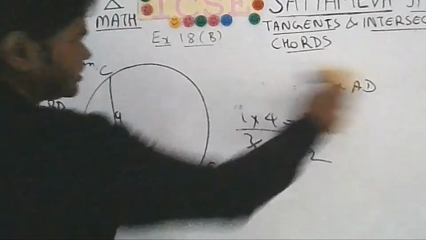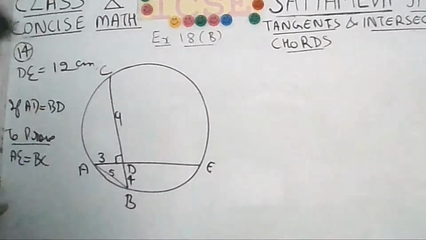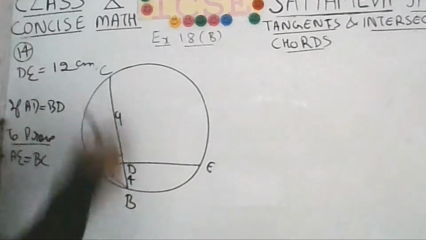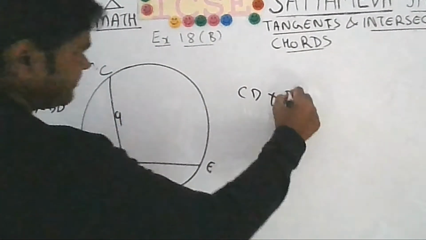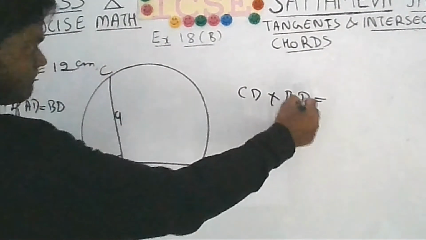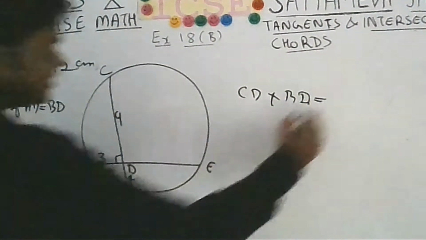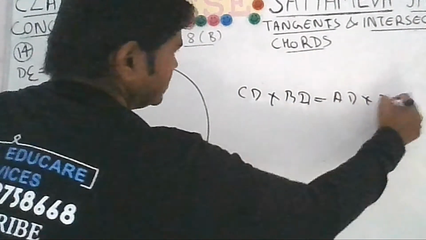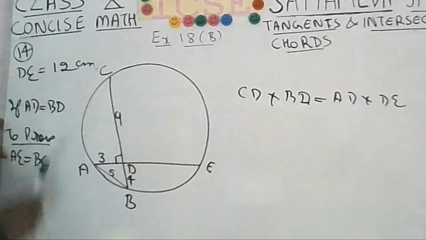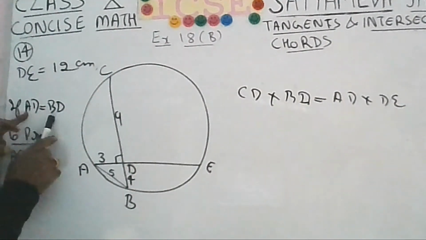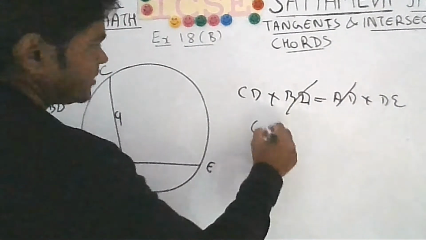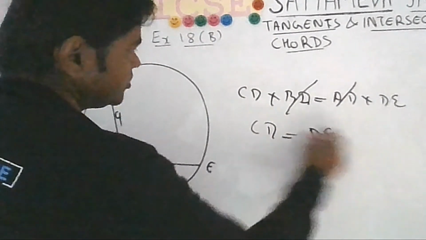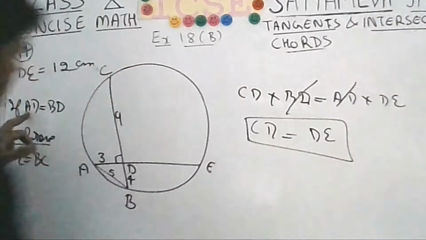So now another part is that if AD is equal to BD, you can apply the theorem, the two chords intersecting each other at the point D. So you can say that CD into BD will be equal to AD into DE. Now it has been given that AD is equal to BD, so you can cancel it out. So what will you be left with? You will be left with CD is equal to DE, isn't it?